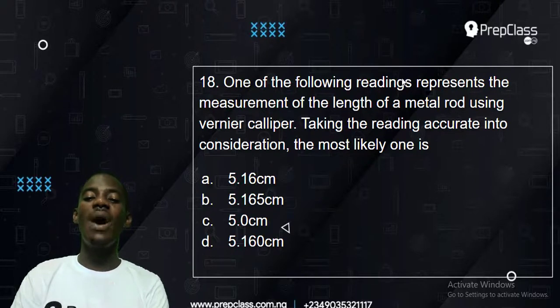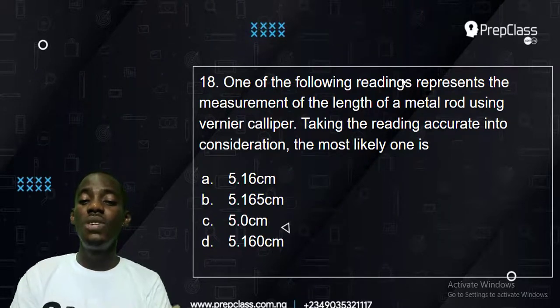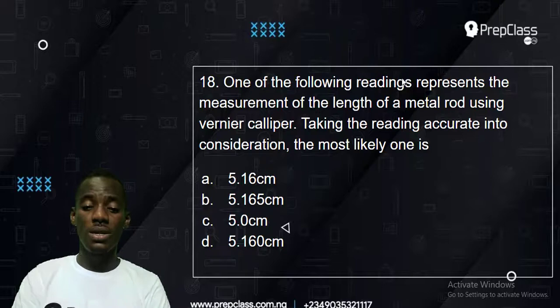5.165. Now that one has 3 decimal places, which is wrong. You know it should be 2 decimal places, not more than that. Altogether 3 values. Option C has only 1 decimal place, which is also wrong. Then option D has 3 decimal places again, which is still wrong.